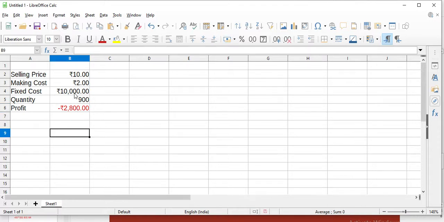But again and again I have to enter the quantity and change it. So instead of doing this, if I add a scenario, it will also appear in the same cell only. For avoiding that, we can use multiple operations. Now let's see how we can use multiple operations.